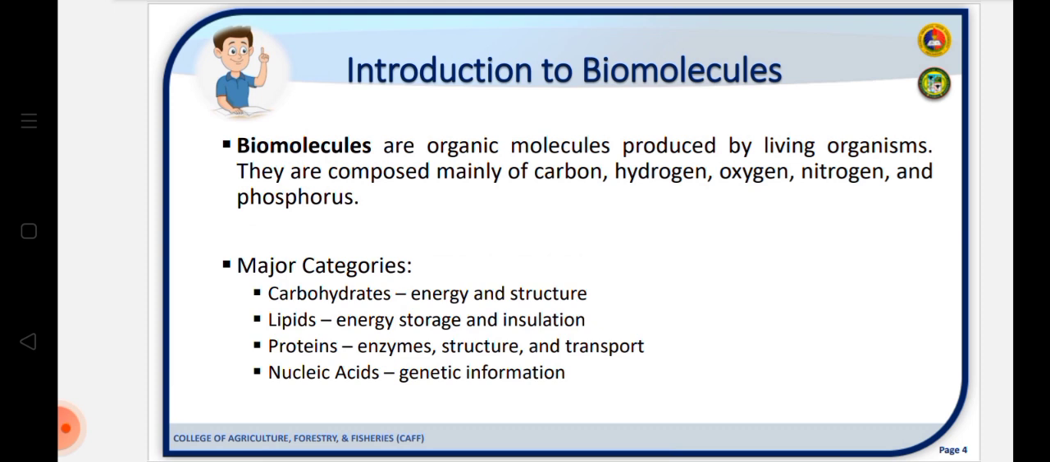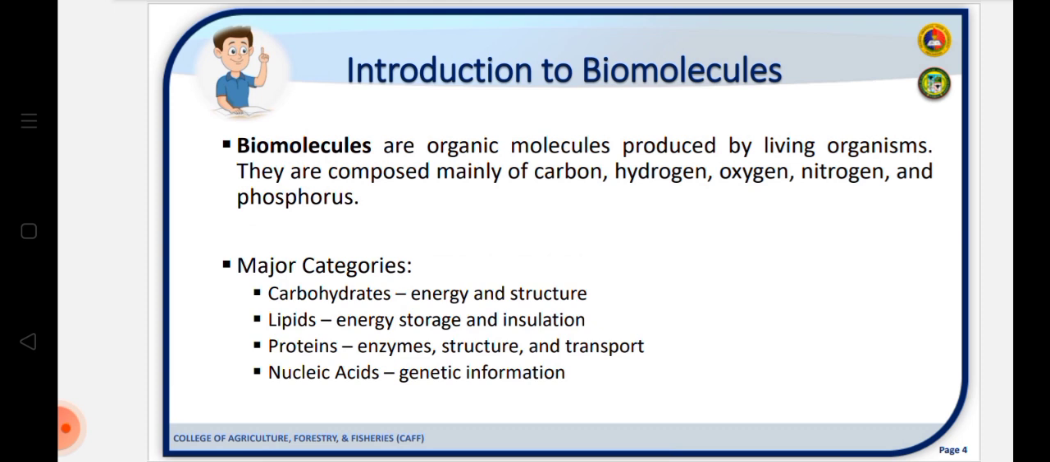There are four major categories of biomolecules, each with distinct roles in biological systems. The first one is carbohydrates. Carbohydrates are your primary energy source. They also provide structural support in plants, just like cellulose in cell walls.